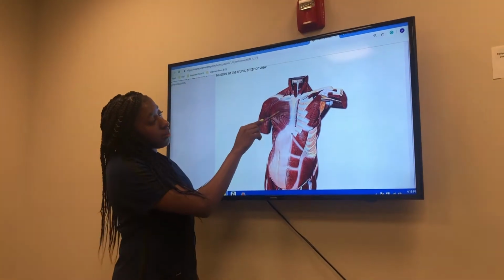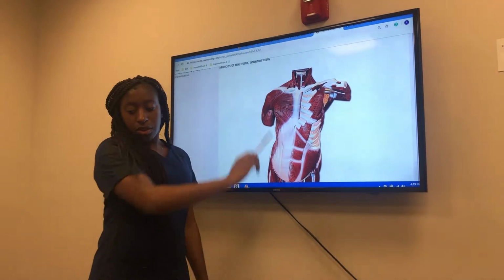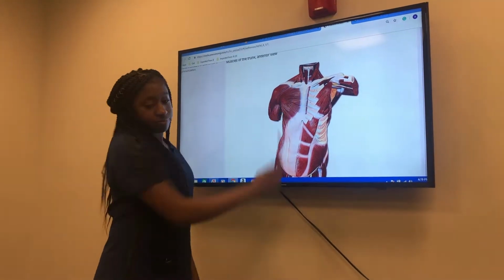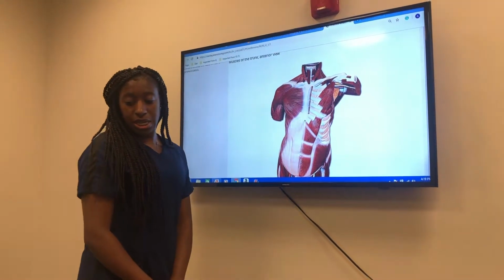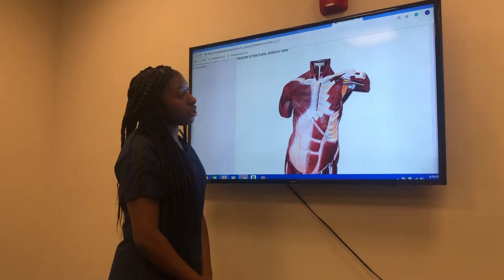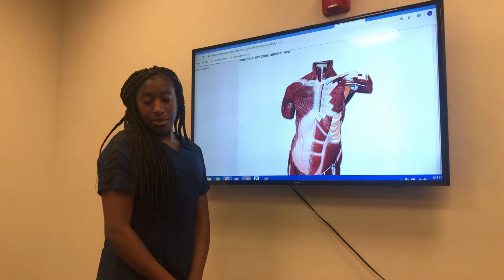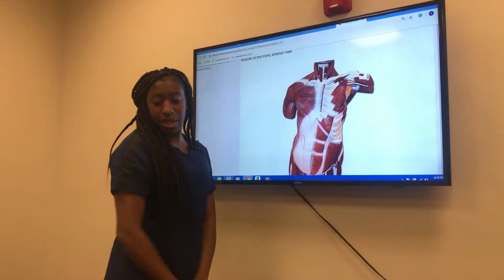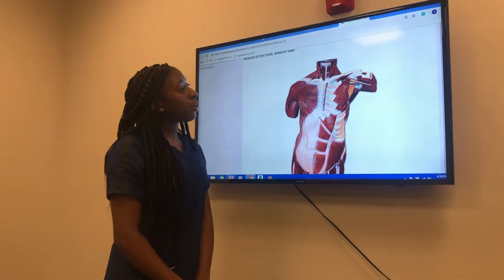This muscle here is the pectoralis major. The origin is the sternal end of the clavicle, which is here. The insertion is by a short tendon into the intertubercular groove of the humerus. The action, it rotates the arm medially, so it's like that. And the nerve is the lateral and medial pectoral nerve.